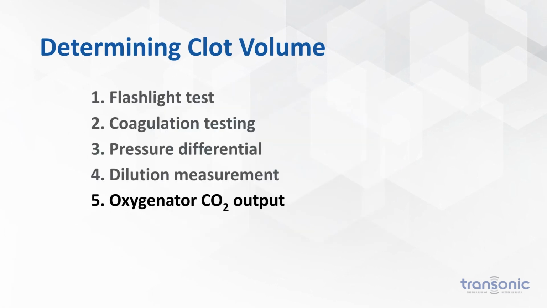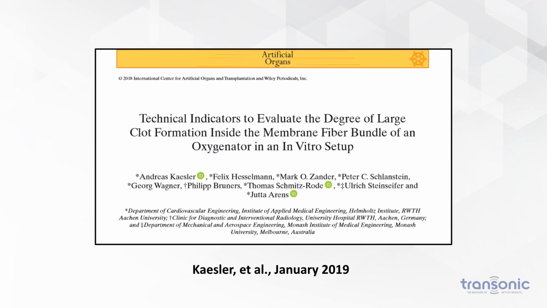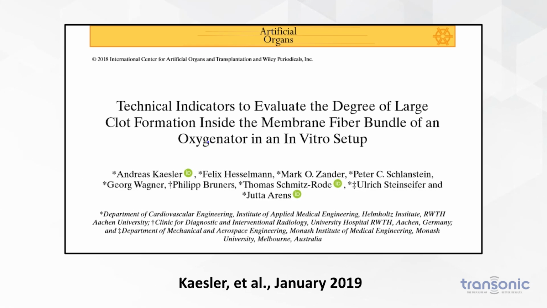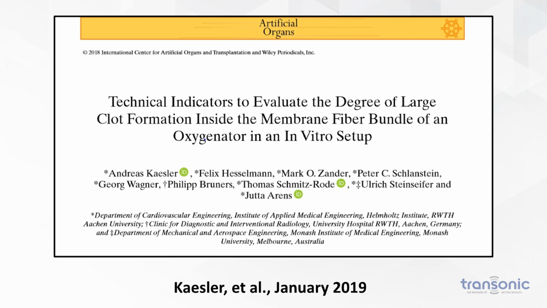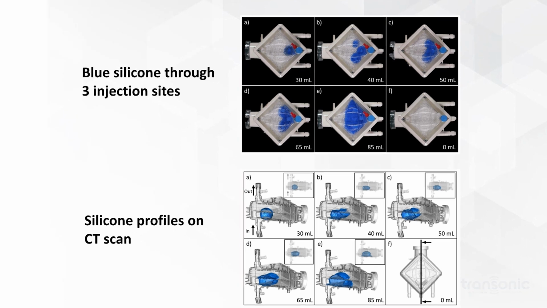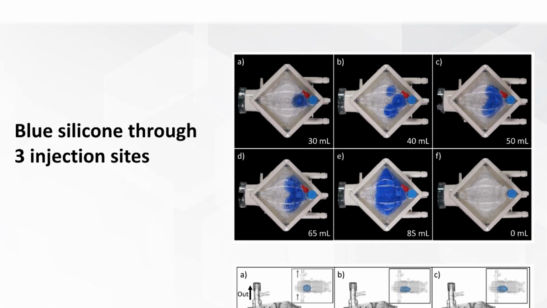A fifth one that has been looked at lately is the oxygenator CO2 output. There's a study done by Dr. Kessler in Aachen, Germany, who showed a bunch of expected results, but there were some unexpected ones. Dr. Kessler injected different amounts of silicone into different oxygenators. He used volumes of 30, 40, 50, 65, and 85 cc's.